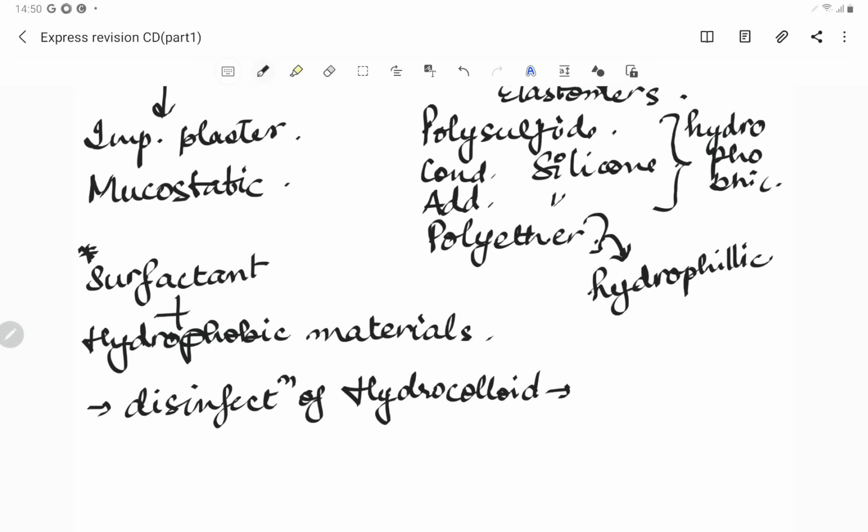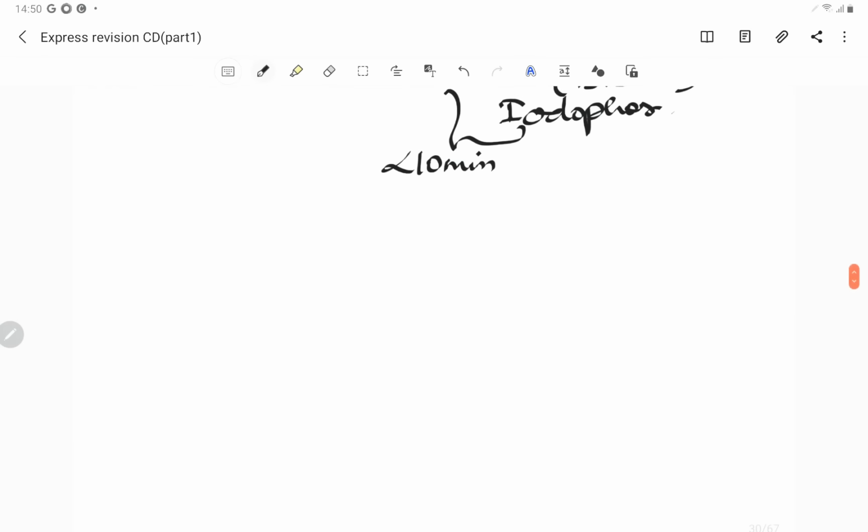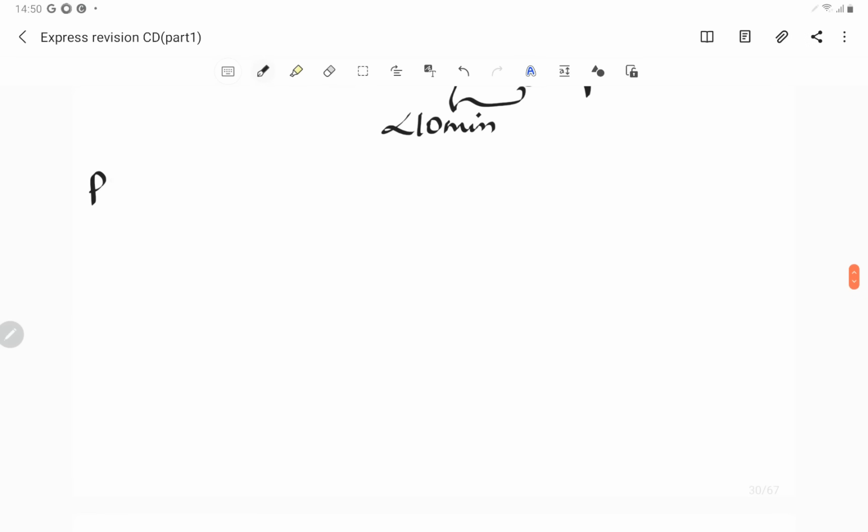So we disinfect via 1:10 dilution of the bleach, which is the household bleach, or we can use the iodophore, or even phenols can be used. But remember that when we are using these things, the time should be less than 10 minutes. It should not exceed more than 10 minutes. That we know. Now talking about impression plaster.